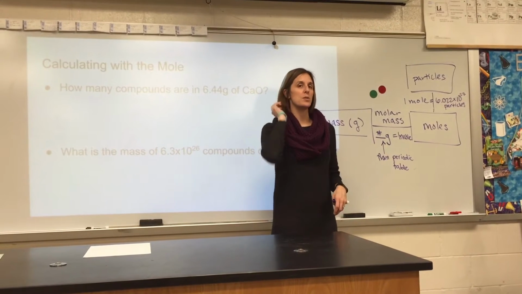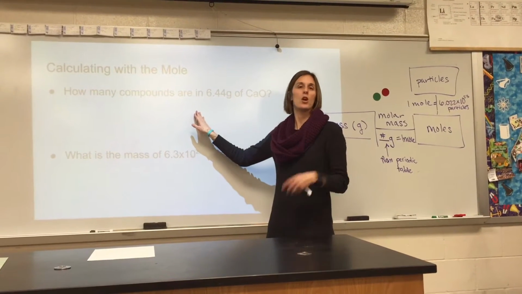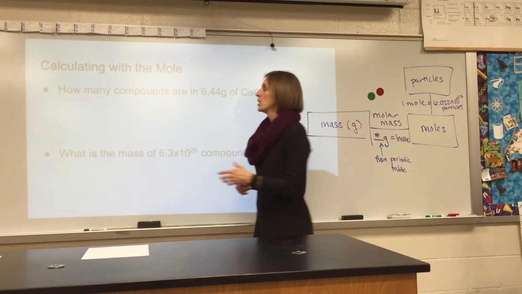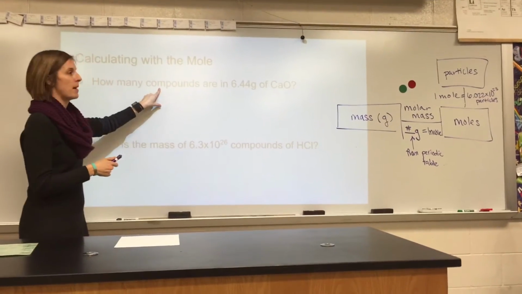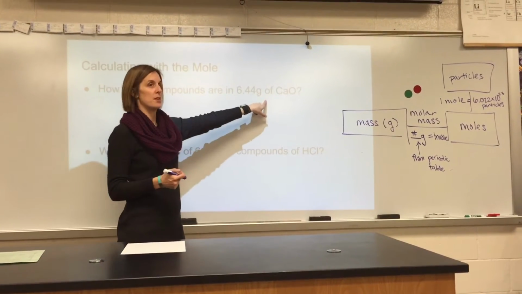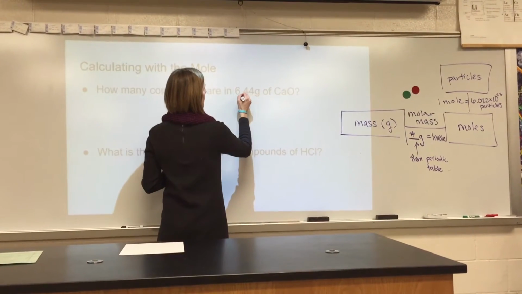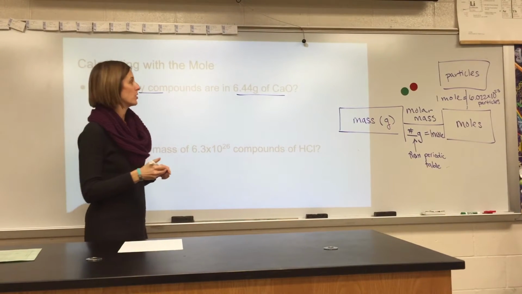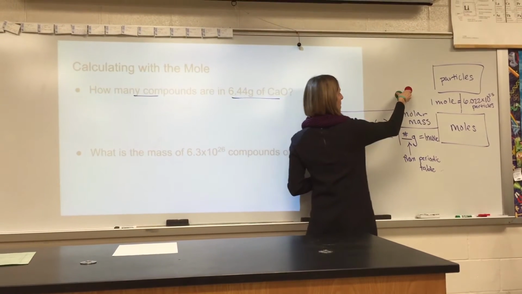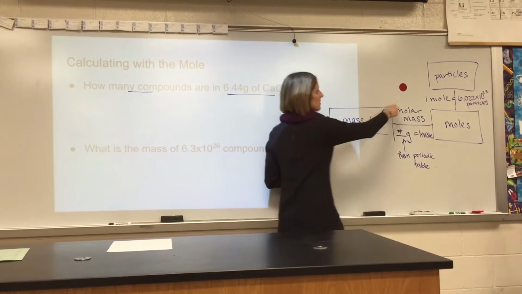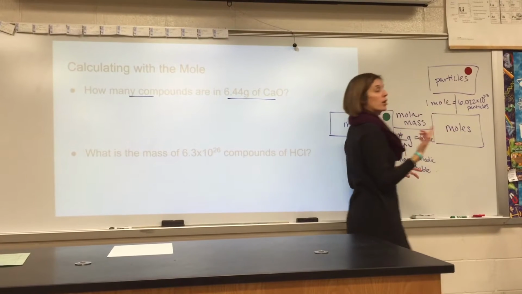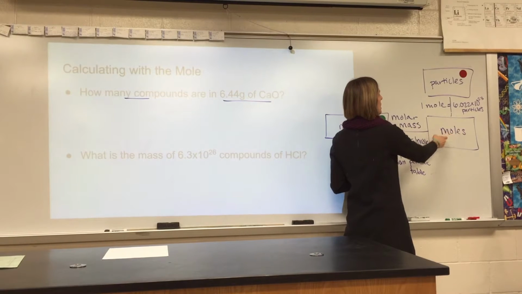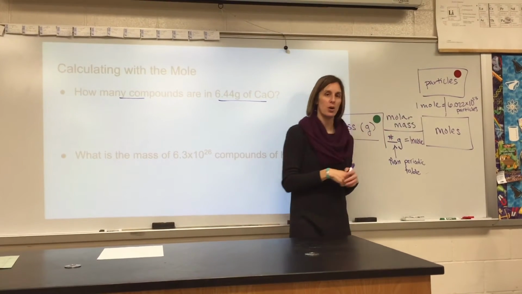So the only thing you need to do is to be able to read the problem that you're doing and figure out where am I starting and where am I ending, so what order are my conversions going to be in. So in the first problem here, it says how many compounds are in 6.44 grams of CaO. I'm starting with my mass, and I want to get to compounds, which is just another way of us saying particles. So what that means is on my mole map, I'm starting in my mass box, and I want to end at my particle box. So I'm going to use molar mass to get myself into moles first, and then I'm going to use Avogadro's number to figure out how many particles that is.